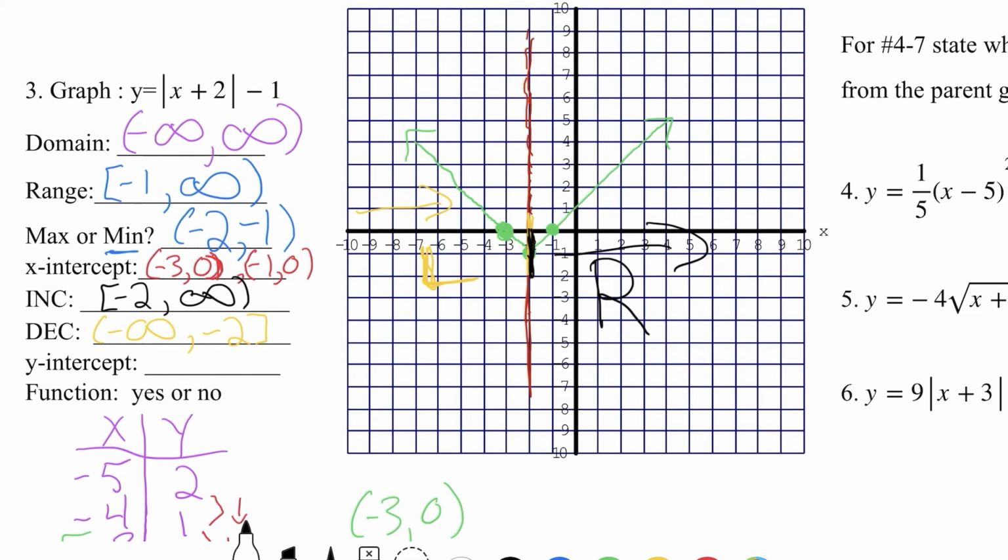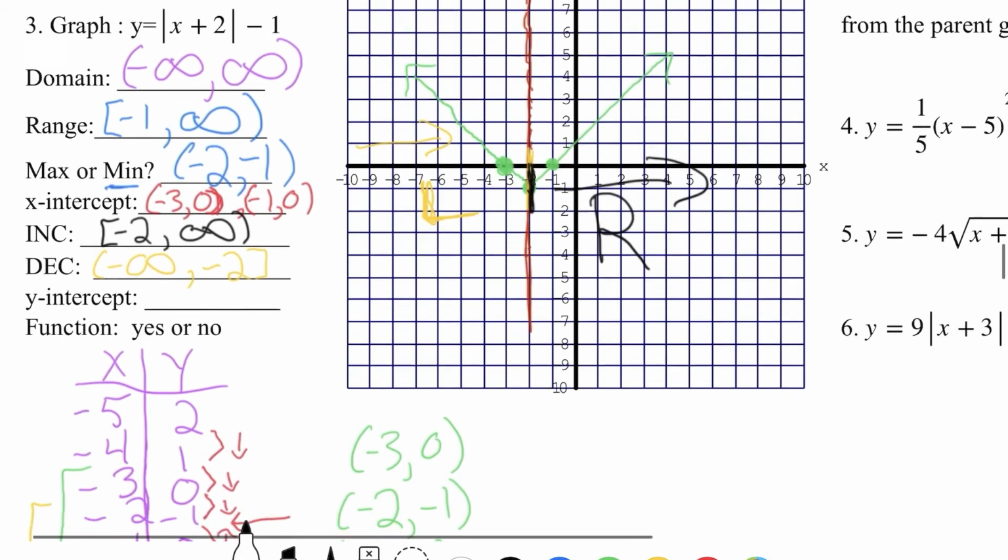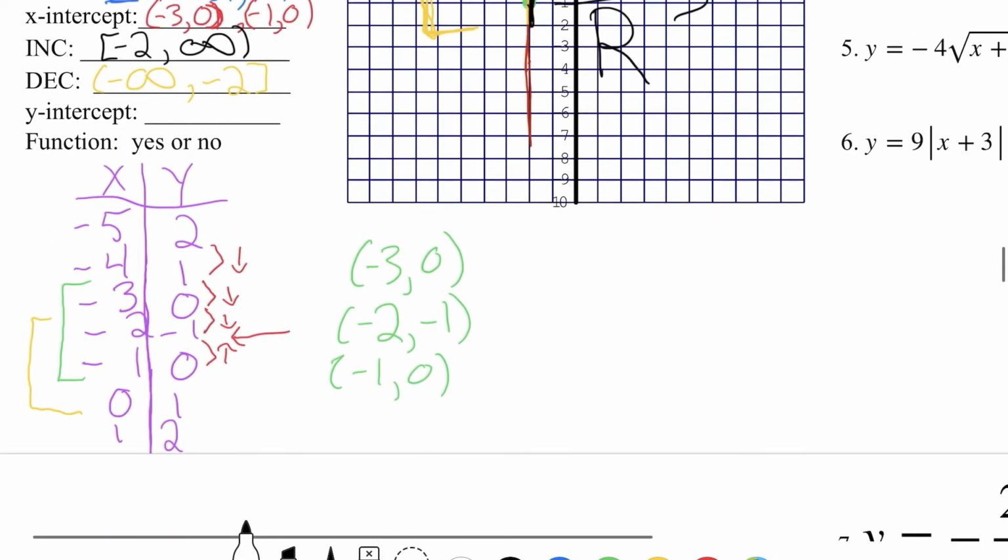Now, our y-intercept. We could look at our graph and see that it's going to be at (0, 1), or we can look at our table that we created. Our table, where our y-intercept is when x is 0, y is a number. So we're looking at (0, 1).